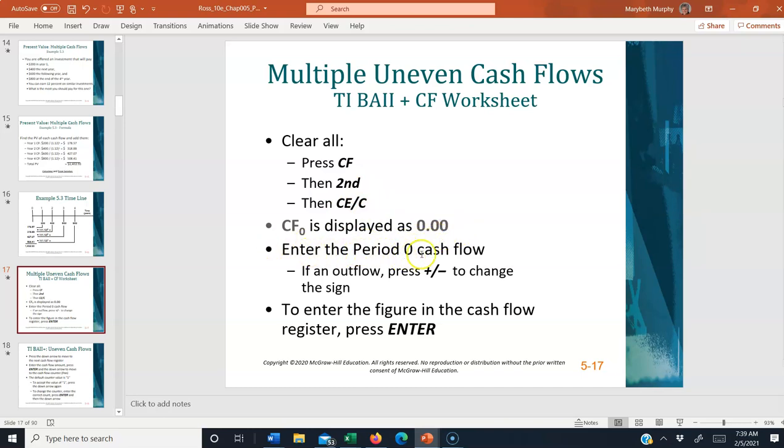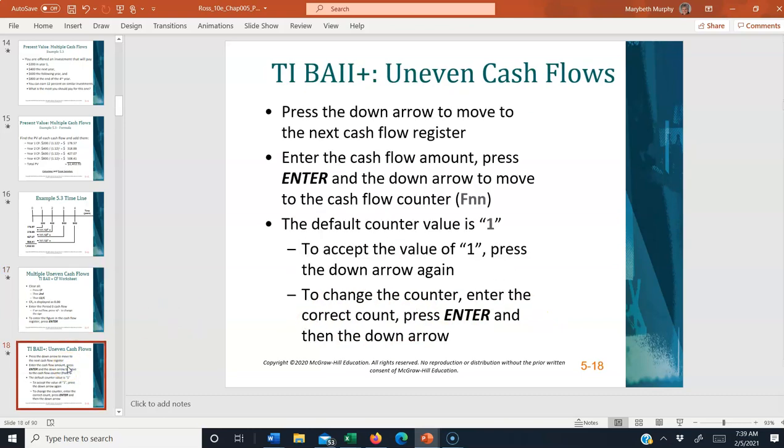We're going to enter the period 0 cash flow. If it's an outflow, you press the plus or minus sign to change the sign to minus. If it's an inflow, you keep it as a plus. Then to enter the figure in the cash flow register, press enter. Then you move down to the next cash flow register, enter the cash flow amount, press enter, and press the down arrow to move to the next one.